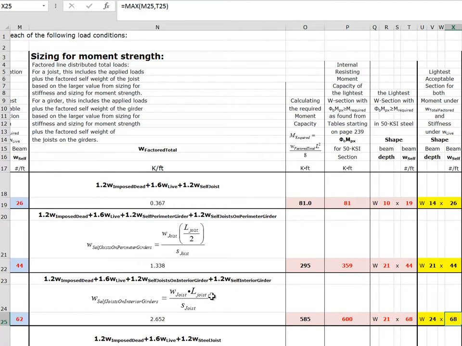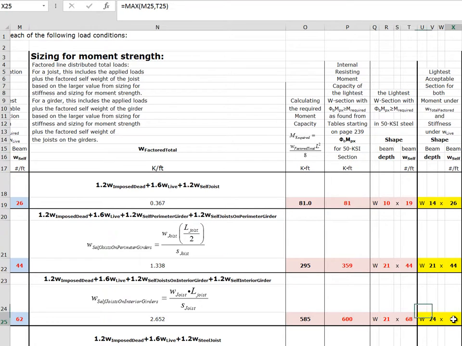So here's an interesting pattern. This lightly loaded roof joist is controlled by stiffness, not strength. For the intermediate load of a perimeter girder, the two are producing the same beam. And then for the more heavily loaded girder, the interior girder, we only needed a 62-pound beam for stiffness. We needed 68 for strength.